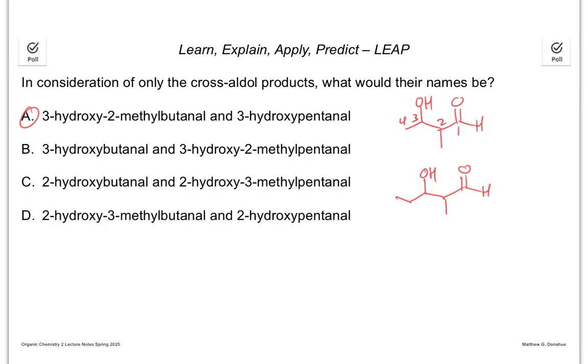Yeah, it ends up being A. So 1, 2, 3, 4, 5. Is that right? Oh, sorry. This should not be there. Sorry. So that's the second cross product. So that's the 3-hydroxypentanal.